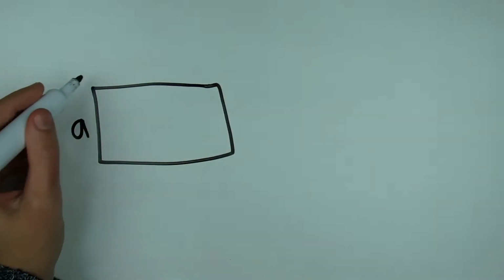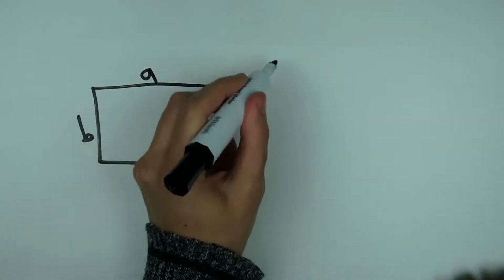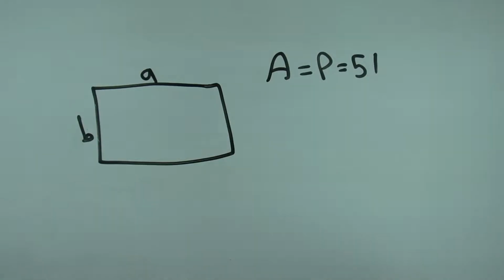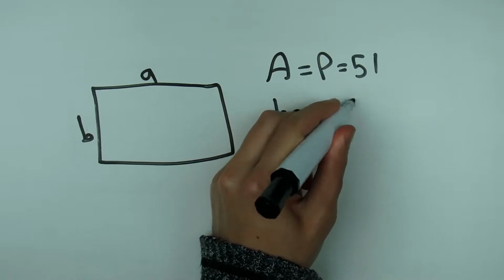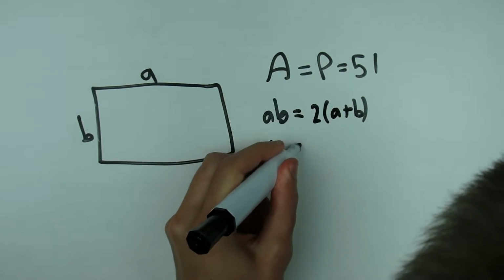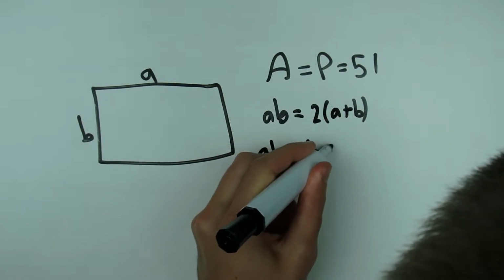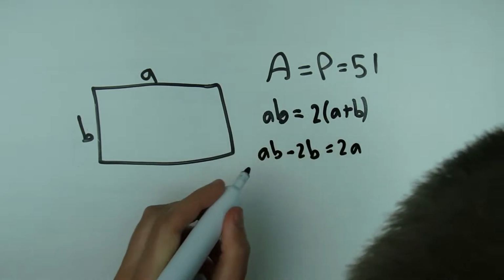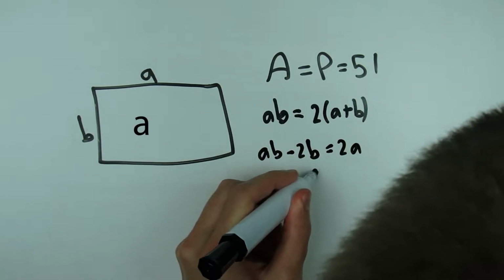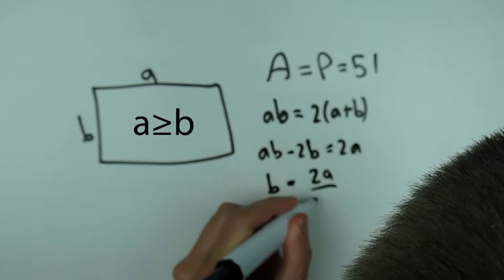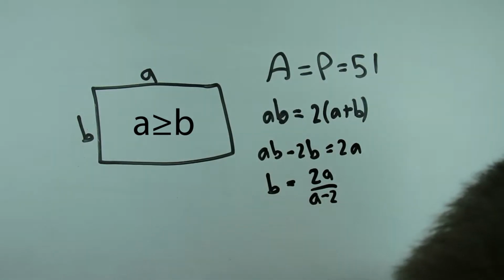So I start off by equating the formulae for area and perimeter of a rectangle, so AB equals 2 times (A plus B), and then I manipulated that to get B equals 2A over (A minus 2), so now we know the relationship between the two sides. Going on, we're going to assume that A is greater than or equal to B, so that's the longer side, unless they're the same and it's a square.